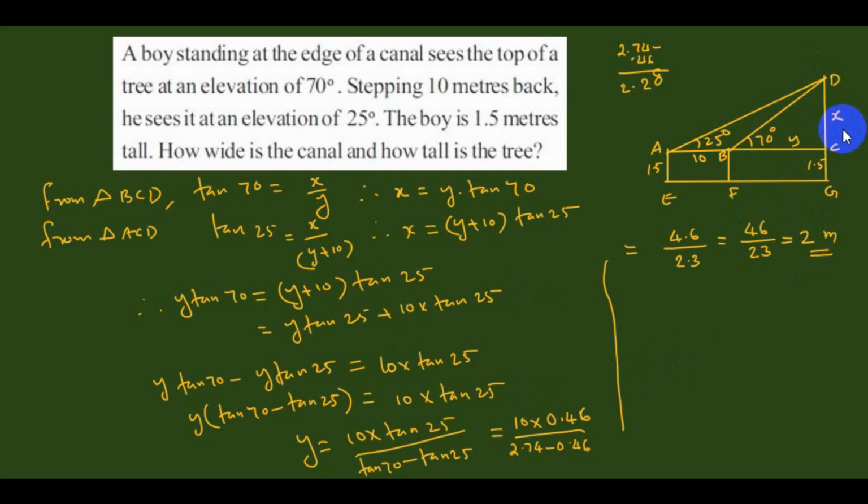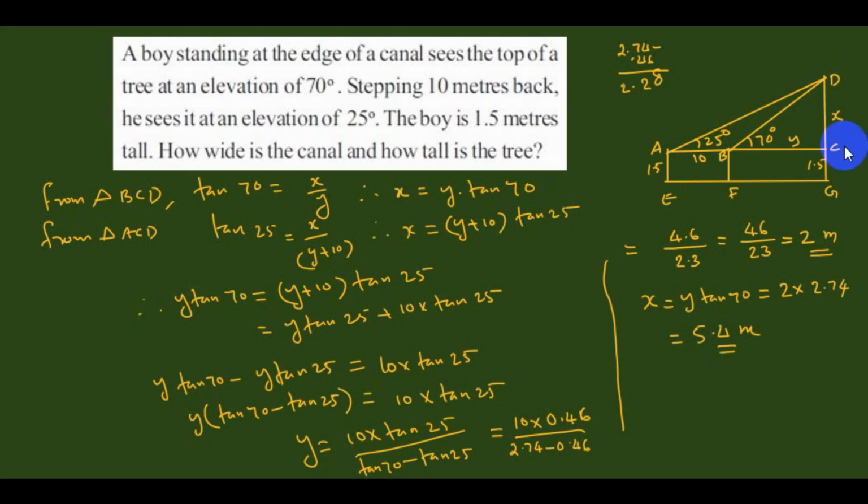Now what about x? From this one, x is equal to, x എന്താണെന്ന് ഇവിടെ നമുക്ക് പറഞ്ഞിട്ടുണ്ടല്ലോ, y tan 70. x is y tan 70. y കിട്ടിക്കഴിഞ്ഞാൽ y tan 70 is the x value, meaning y is now 2 into tan 70, which is 2.74. 2.74 എന്ന് പറയുമ്പോൾ 2.7 എടുത്താൽ തന്നെ മതി. 2.7 2 times will be 5.4 meter. So 5.4 meter is the x value.